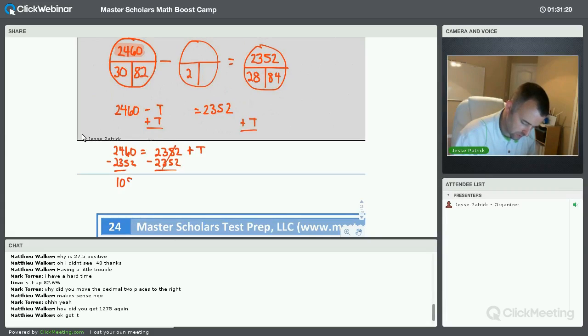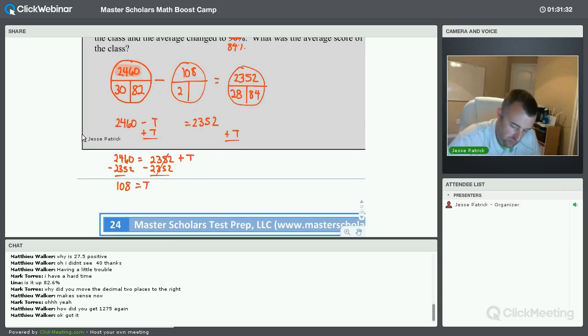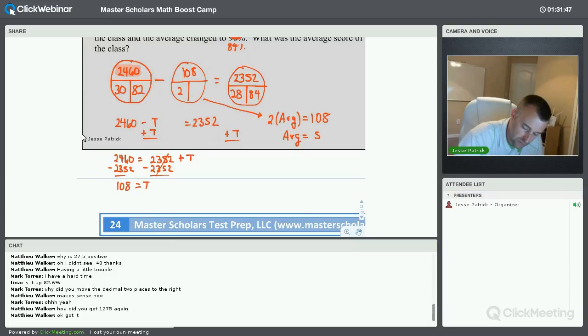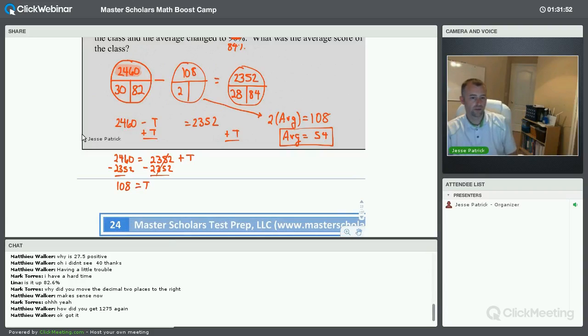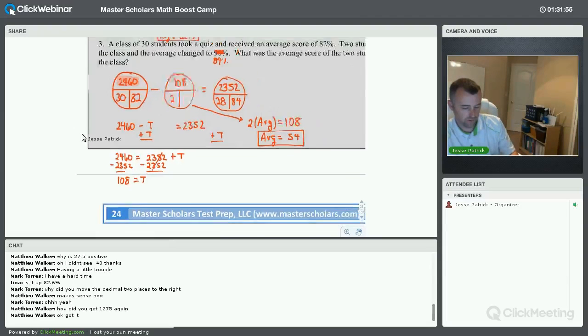So I get 108 equals t. So that's my total up here, 108. So just like we did before, 2 times the average should equal 108. So divide by 2, and you're going to get an average score for those two students who dropped of a 54. Maybe that's why they dropped, because they failed, I guess. And that's average pi.